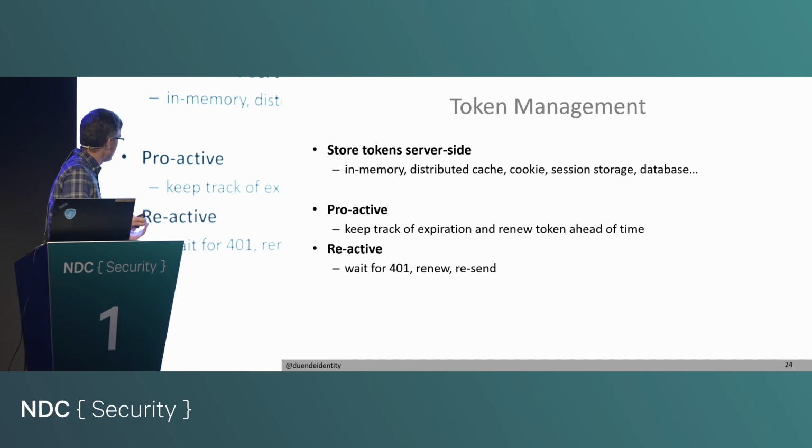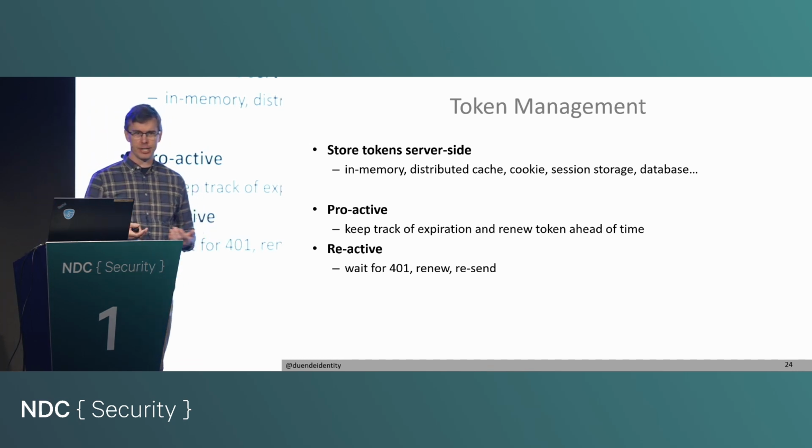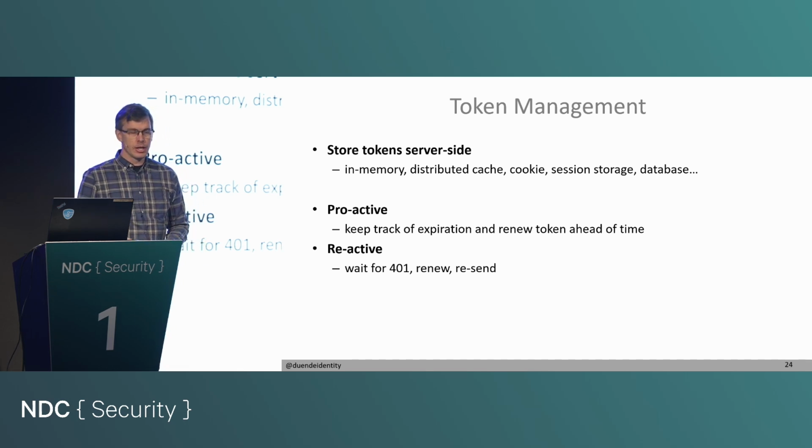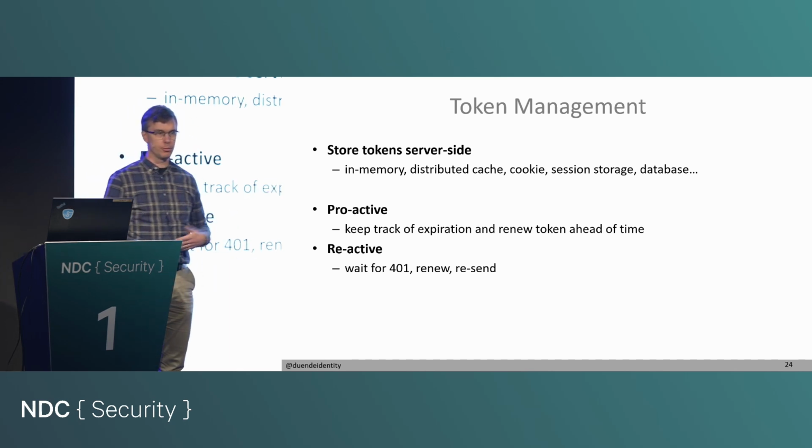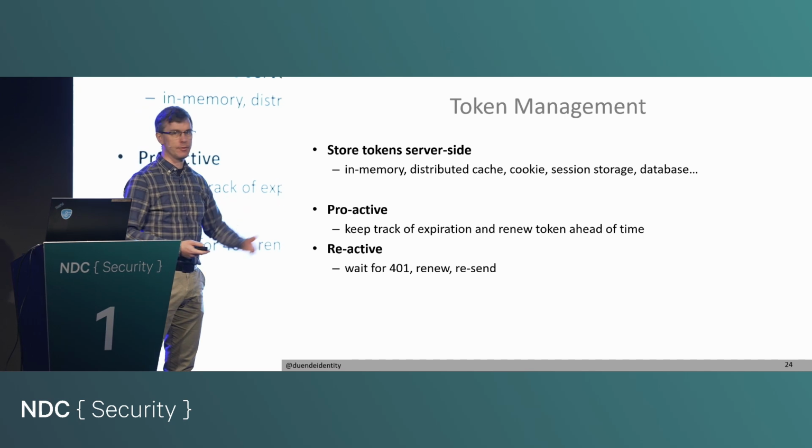My personal gut feeling is that I think proactive is a bit more elegant, that we shouldn't try something. We should keep track of the timing, but both work. And to get a new token, I mean, this is a machine. We can just tell it to go to the token endpoint once more. Just repeat the same flow to get the token again.